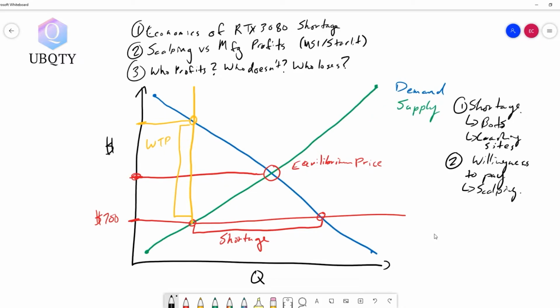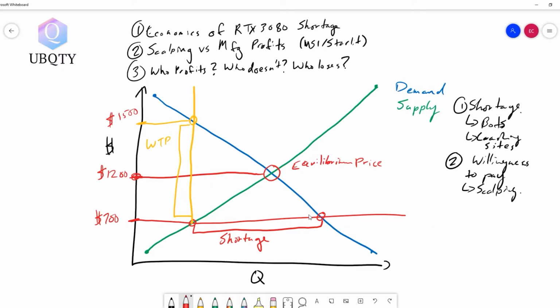So that brings me to the second point. We're going to talk about MSI, Starlit, and scalping. If we go back to this chart, let's say, and I'm going to make up some numbers here, so these are not real, I've pulled them out of thin air, the equilibrium price is $1,200. And let's say the price that people are willing to pay for the current amount of supply is $1,500. It doesn't matter what those numbers actually are. We're just going to put them here as placeholders to make the illustration a little bit easier.